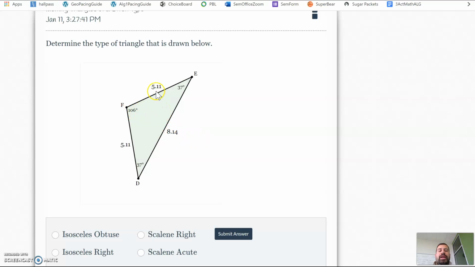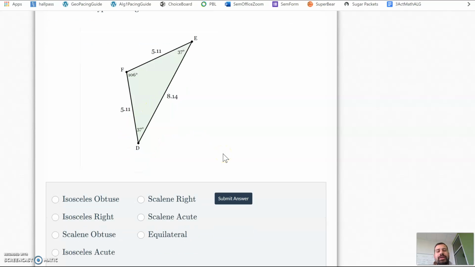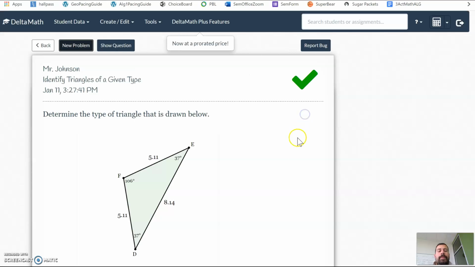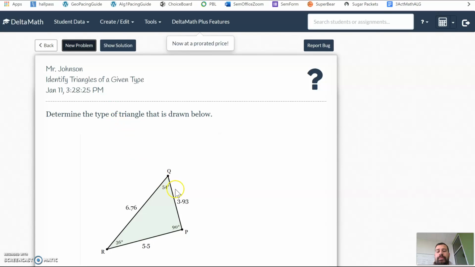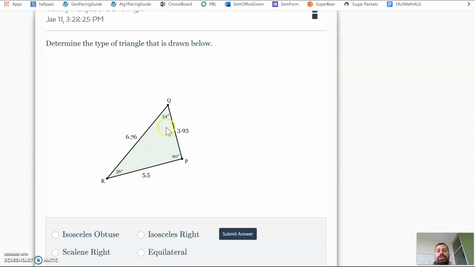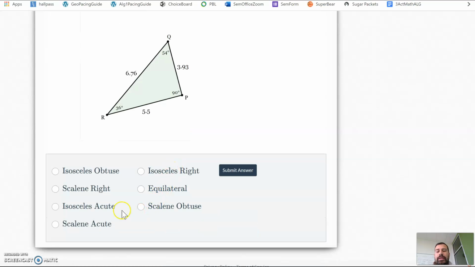And then check the side lengths. Since we have two sides that match, that means it's isosceles. So we've got an isosceles obtuse. All right, I will do one more. Okay, all the sides are different. It's going to be scalene. I do have a right angle, so it's a right scalene.